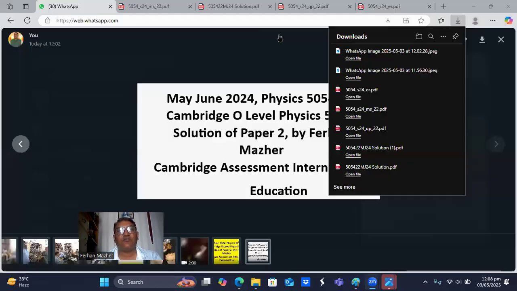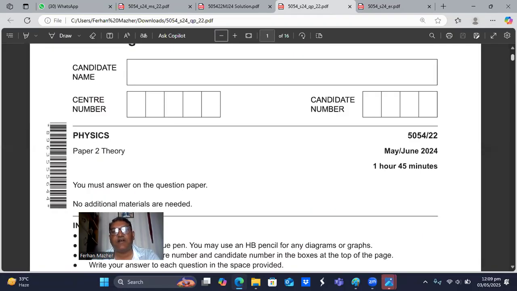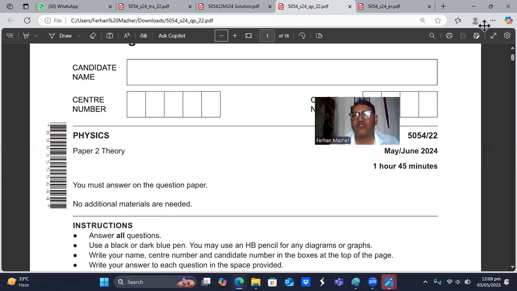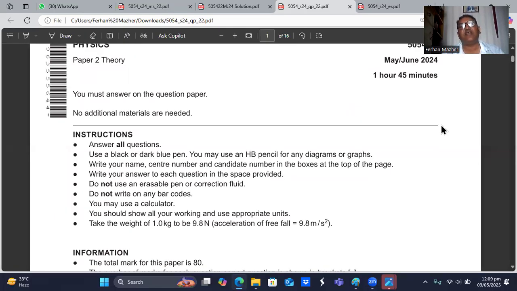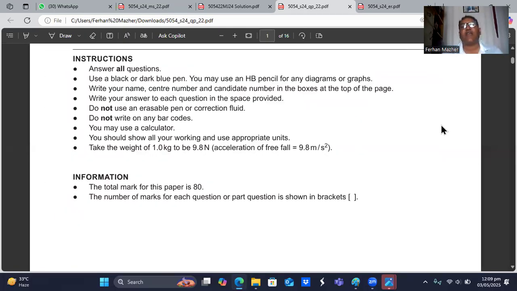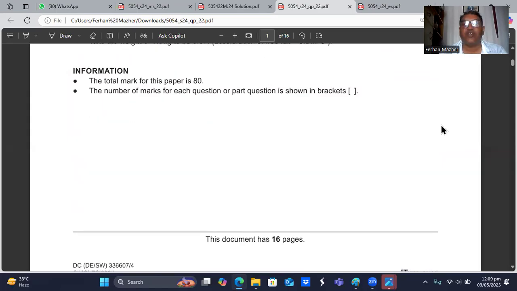So here we go. The question is showing up on your screen. This is the question paper, May-June 2024. The time allowed for this paper is 1 hour and 45 minutes. All the questions you have to attempt. There is no choice in the paper. The value of g in this paper will be taken as 9.8 meters per second squared or 9.8 newtons per kg. The total marks for this paper are 80. So let's go to question number 1.